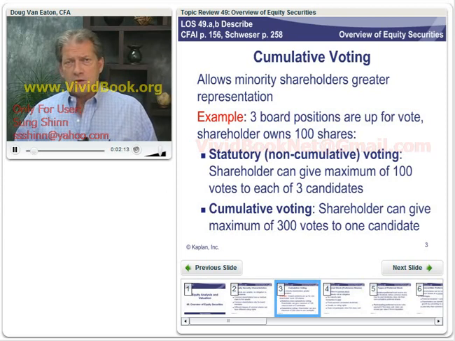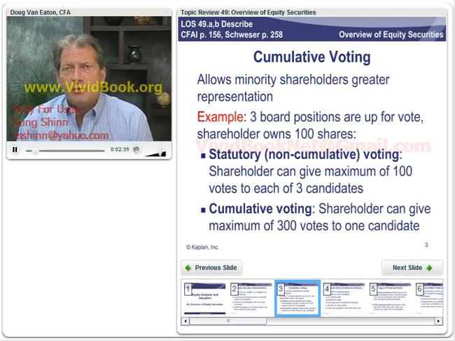Now, with cumulative voting, if there's 3 positions, there'll only be a single election, and the top 3 vote getters will get the positions on the board. So with cumulative voting, our shareholder with 100 shares will get 300 votes, and they can vote that for one candidate or spread them across candidates.